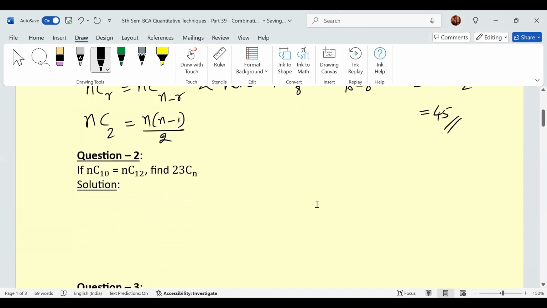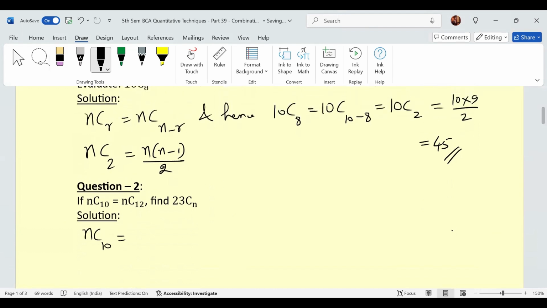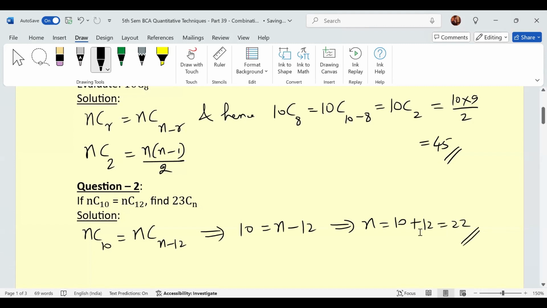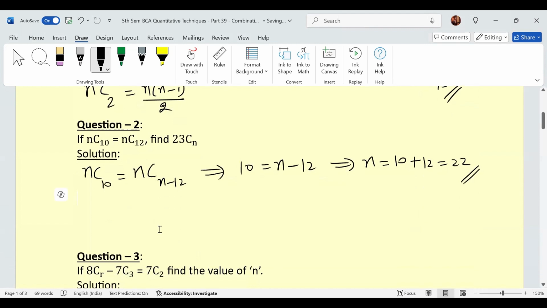If nC10 is equal to nC12, find 23Cn. So we can write nC10 equal to nC12, based on nCr equal to nC(n minus r), as nC(n minus 12), which means now we can equate 10 is equal to n minus 12, or n is 10 plus 12, which will give you 22 as the answer. Let us move on to the next question. Question number 3.